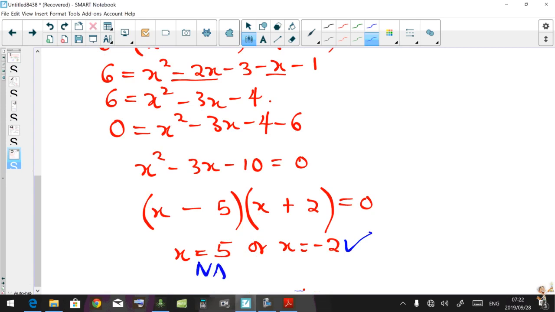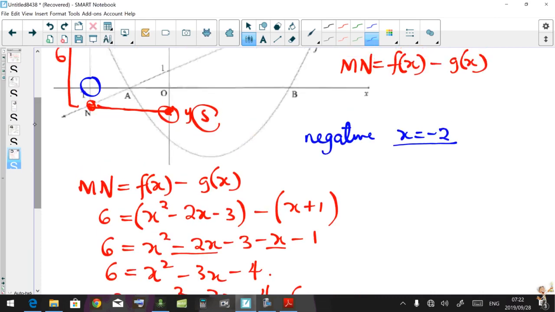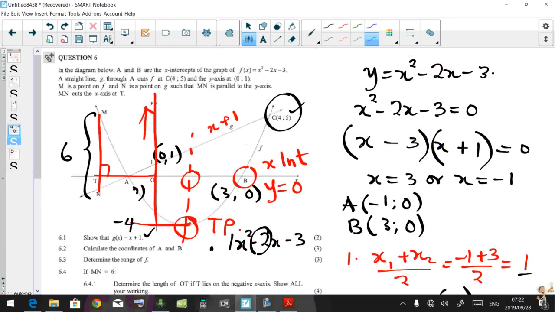This one is not applicable. Now, let's go back to the graph quickly. If this is negative 2, what is the length of OT? OT is what? 2 units. Alright, lovely. OT therefore is 2 units. Okay, let's go to the next question. I hope that makes sense.